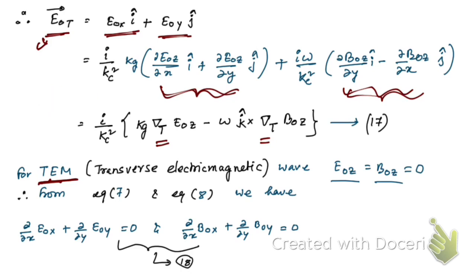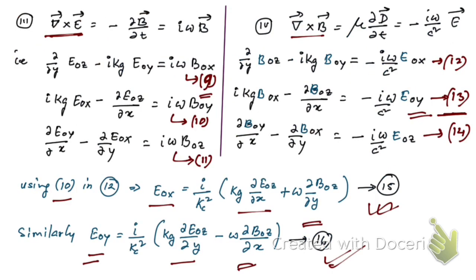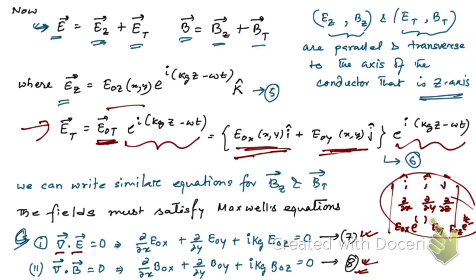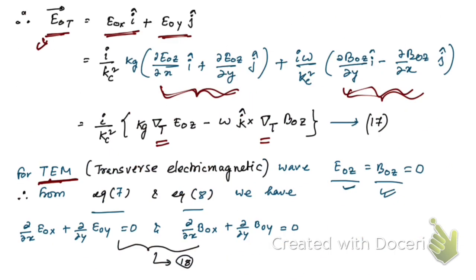Hope you have understood this. So if we use this value in equation number 7 and 8, let me go back to 7 and 8, these two equations. So these two parts will be 0, right? So then we will get this one plus this one equal to 0, and this one plus this one equal to 0, because these two terms are 0. That's why we have written these two equations. I have given both the equations as equation number 18.